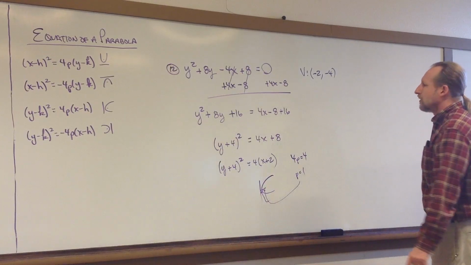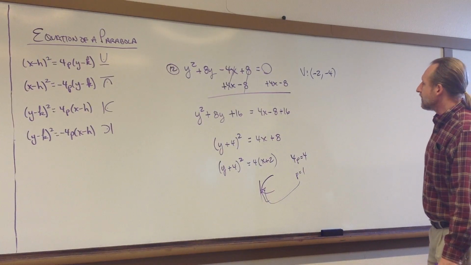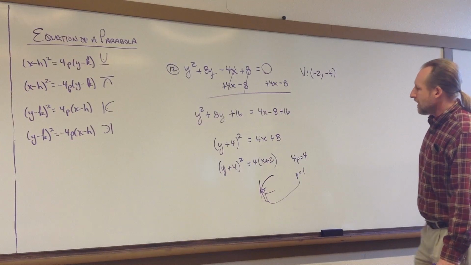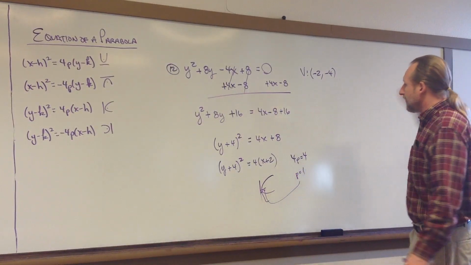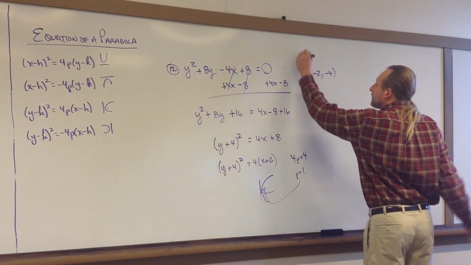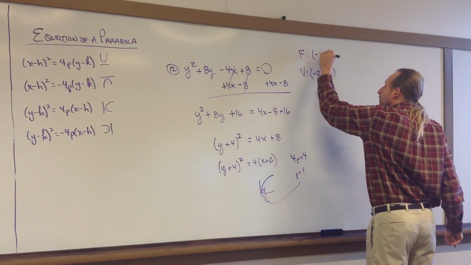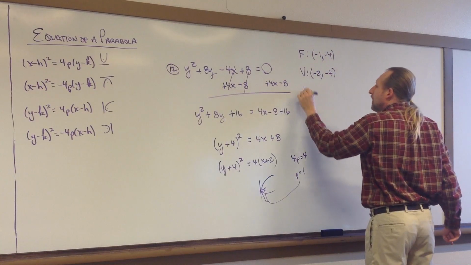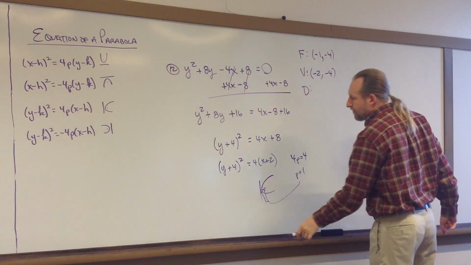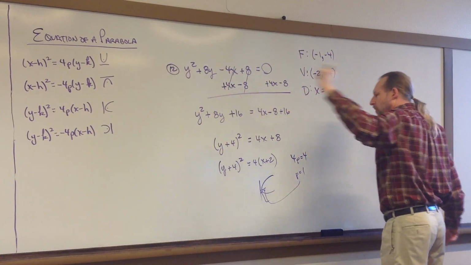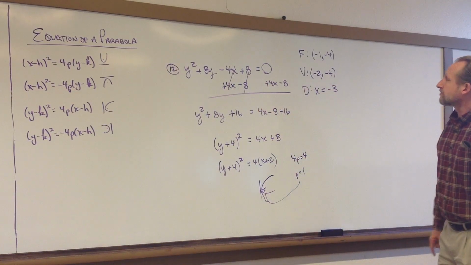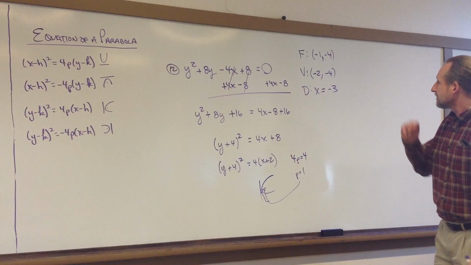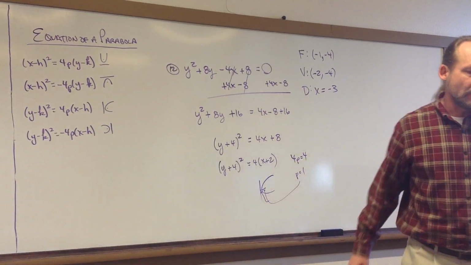All right, so the focus is one place to the right of the vertex: -1, -4. The directrix is a vertical line, one place to the left, x equals -3. There we go. Okay. Now let's look at a couple more.